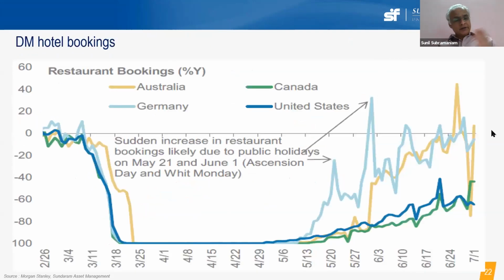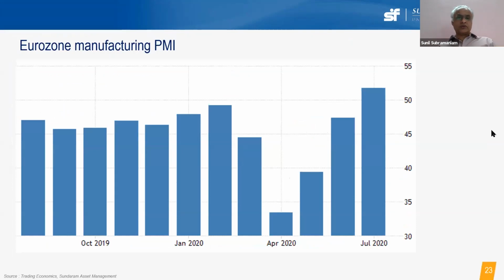All right. Other indicators in terms of consumer action are restaurant bookings, where you see growth across various countries. And to look at the Eurozone, which is another big block, you are again seeing a V-shaped recovery in the PMI, with the PMI reaching a 50 plus level.